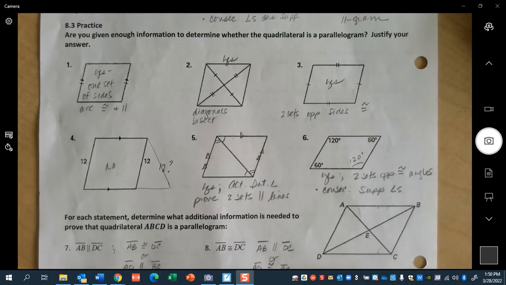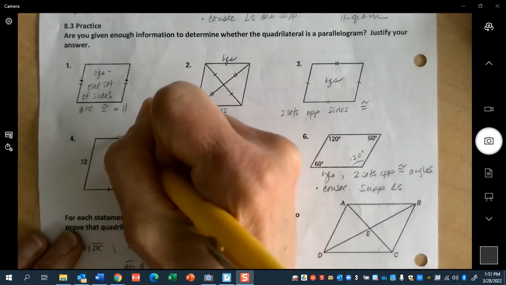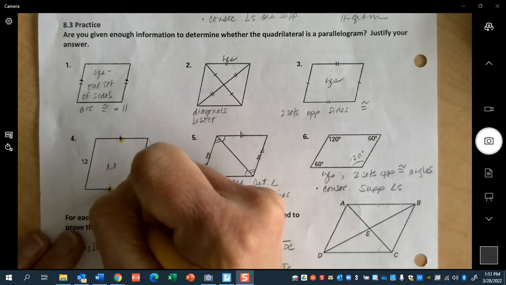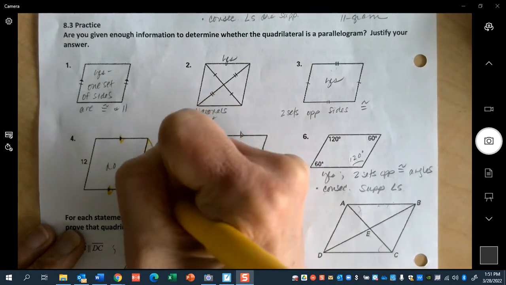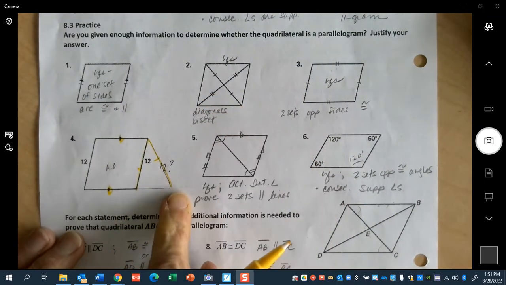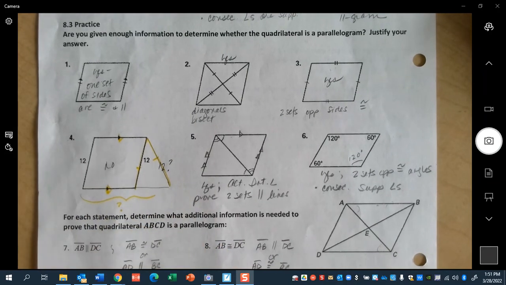Are we given enough information to prove? If you have one set that's congruent and parallel, yes. Yes for diagonals bisecting, yes for two sets of opposite sides congruent. This one is the no. So take a look at 4 and make sure you understand that if I have these two sides parallel, nobody told me how long they are. So this side here that measures 12, what if it were over here measuring 12? Because nobody told me how long this side was. So who's to say it's not a trapezoid? That's why 4 is not enough.